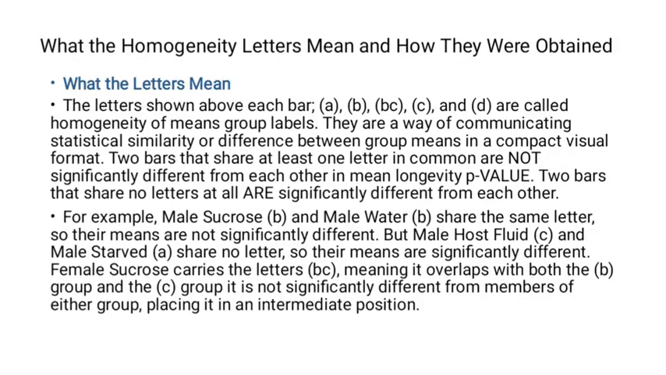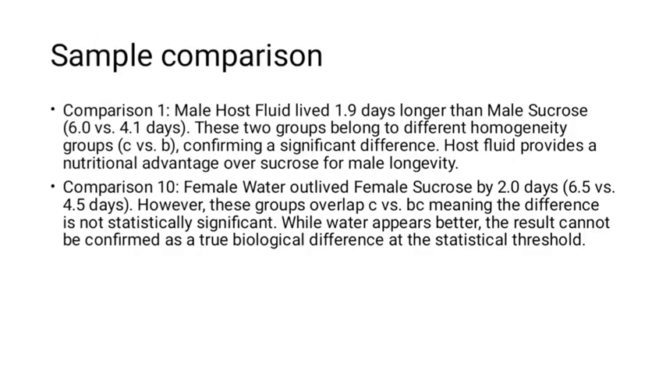I think I have a sample here. The sample says male host fluid lived 1.9 days longer than male sucrose, or 10% male sucrose. These two groups belong to different homogeneity groups, that's C and B, meaning there is a significant difference because they have different letters.